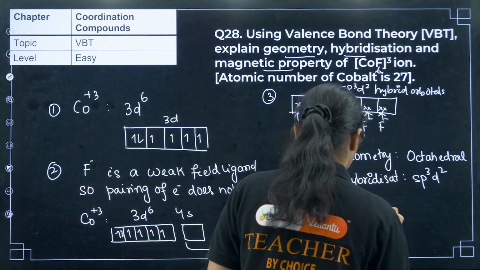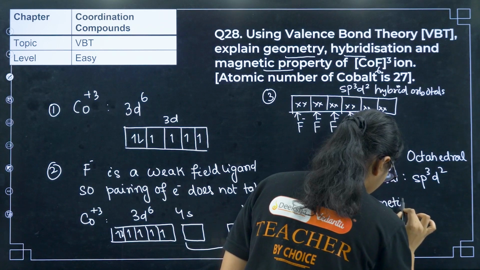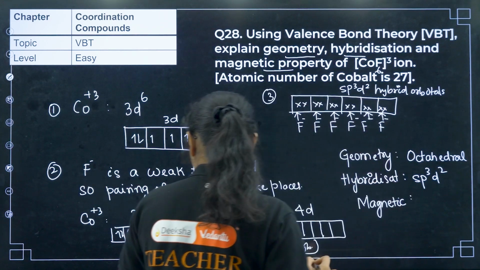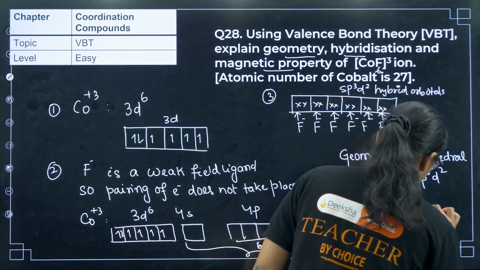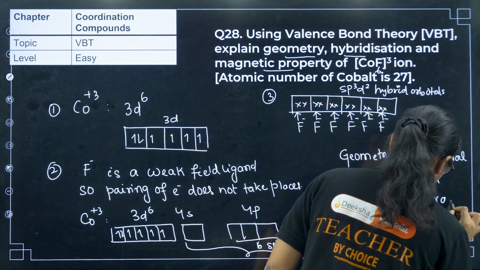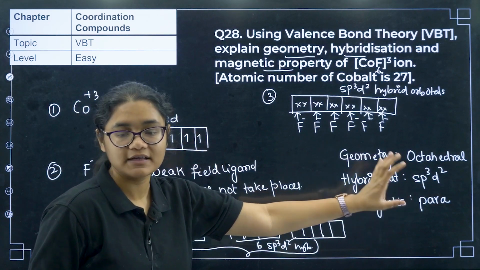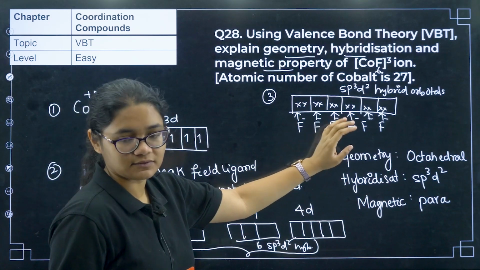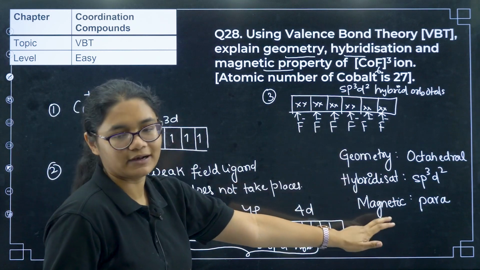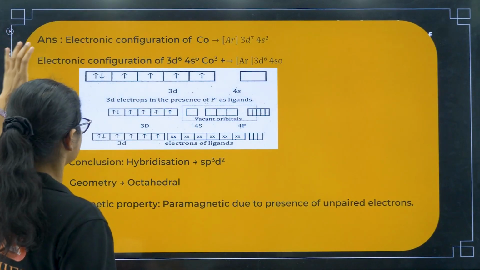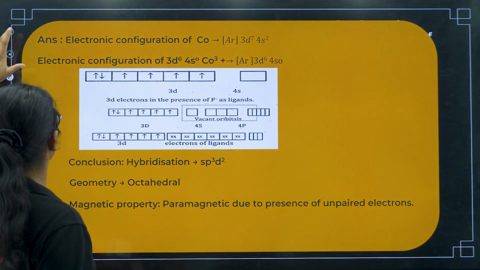Next, what is given? Magnetic property. Now magnetic property, you can see there are 4 unpaired electrons, right? So that is why it will be paramagnetic. So you have to write these 3 points. These 3 points actually carry marks, but without writing or explaining this one, you cannot write this one. So make sure that you explain this part and then you write this one. So we can see the answer this way. You can mention sp3d2, octahedral and paramagnetic.